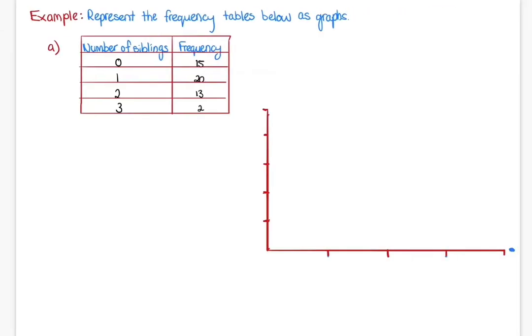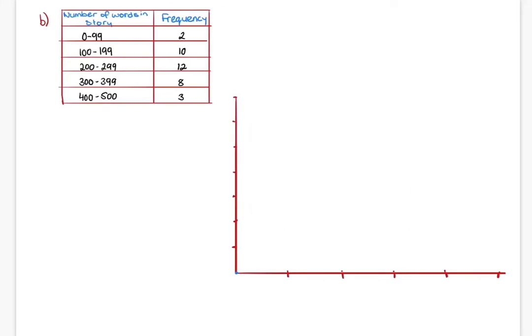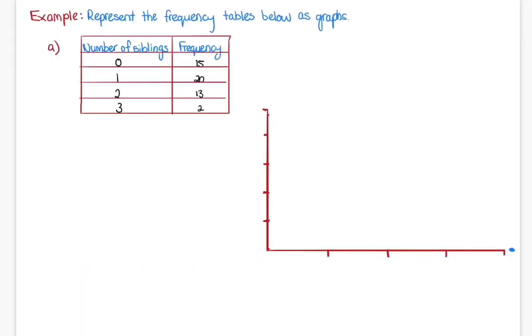So we have an example that says represent the frequency tables below as graphs. You see one of these on this page and then you see the other one on this page. What we're going to do is work through A first, and we're going to start by labeling our axes.